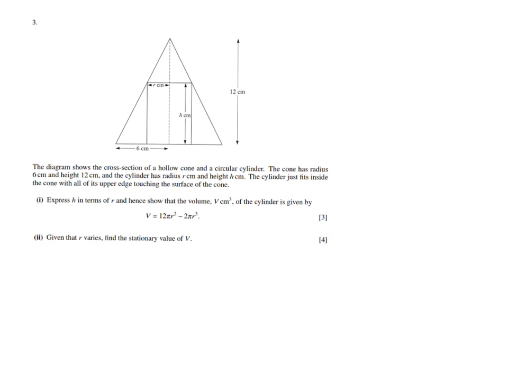The question: express h in terms of r and hence show that the volume V of the cylinder is given by 12 pi r squared minus 2 pi r cubed. So that's quite some information, and what are we supposed to do? First of all, express h in terms of r. So we need to make an equation which says h equals something including a letter r. And hence, using that information, show that the volume of the cylinder is given by this particular equation.